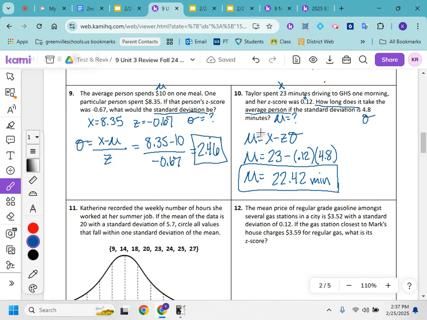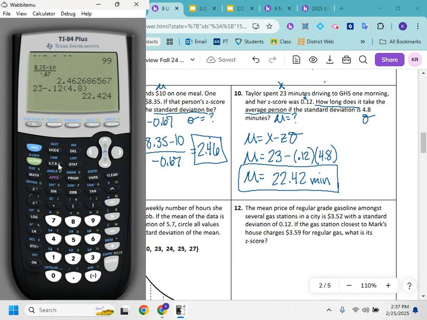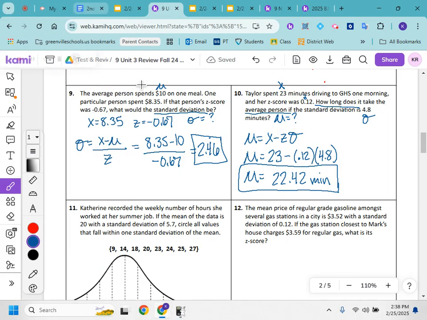You can check your answer by just making sure her z-score is right. Using alpha y equals enter, her time, 23, minus the mean, divided by the standard deviation, should give you her z-score of 0.12. Otherwise, you did it wrong. We rounded, so it's a little rounded, but it's a good way to check your answer.